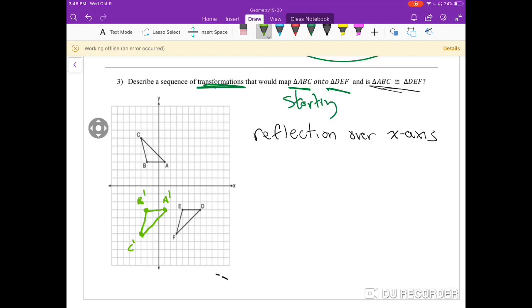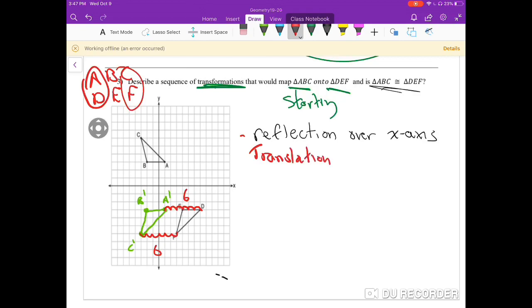And then the next thing, how would I get from A prime to D? And this is what's important. Remember, we talked in, I think, video 2 about lining things on top of one another. I need to get point A to point D. So that's going to be 1, 2, 3, 4, 5, 6. And I would check to make sure that all the other points are the same. I should check that C goes to F in 6 points as well. Okay, and these are both 6. And if I did B to E, it would also be 6. So my two transformations: first I would do a reflection over the x-axis, then I would do a translation of 6 units to the right.